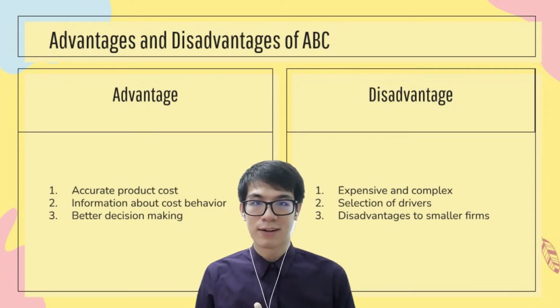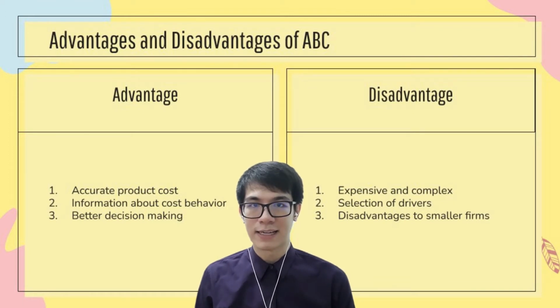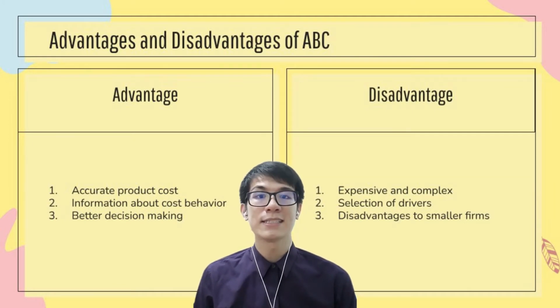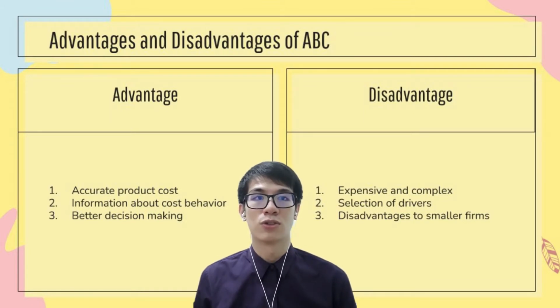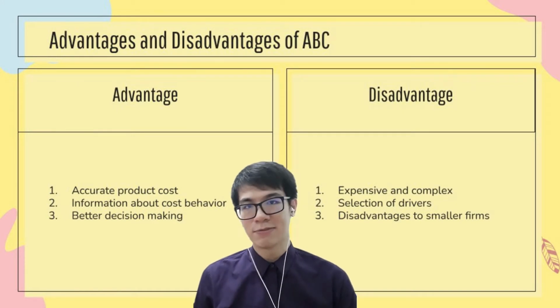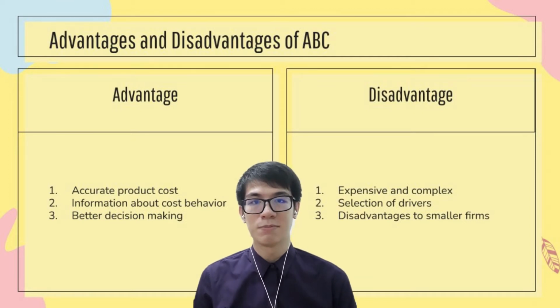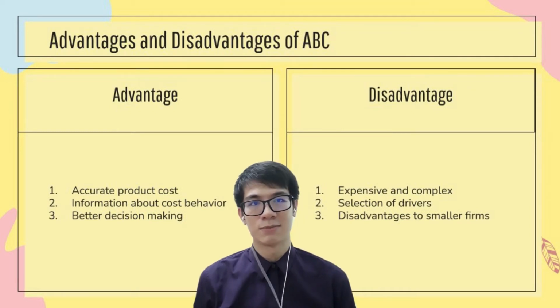The second advantage is the information about cost behavior. ABC also identifies the real nature of cost behaviors and helps in reducing costs and identifying activities which do not add value to the product. With ABC, managers are able to control many fixed overhead costs by exercising more control over the activities which have caused these fixed overhead costs. This is possible because the behavior of many fixed overhead costs in relation to these activities becomes more visible and clear.